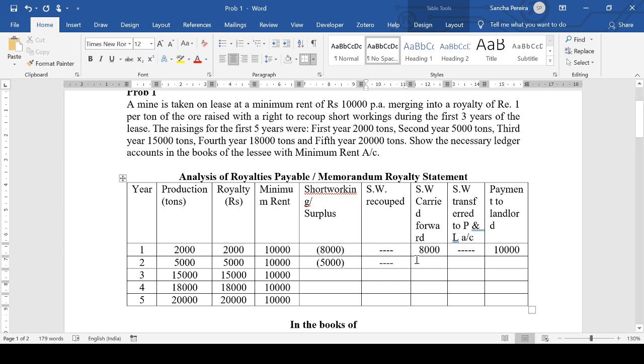Okay. Next. Now how much are we going to carry forward? We have 8,000 of last year and we have 5,000 of this year. So it's going to be a total of 13,000. Are we going to transfer anything to P&L? No, because short workings can be recouped in the first 3 years. So we still have hope for another year. Maybe in the next year there's going to be some surplus. Okay, so we are not going to transfer anything to the P&L account. How much will be the payment to landlord? 10,000.